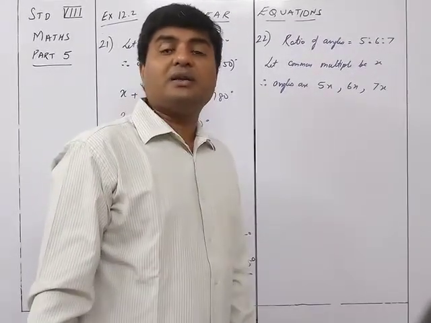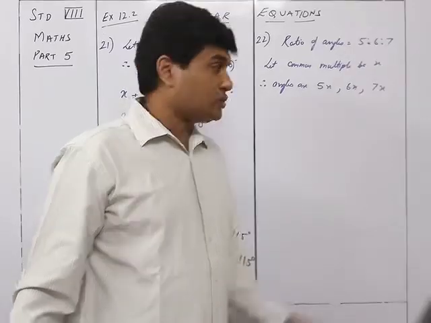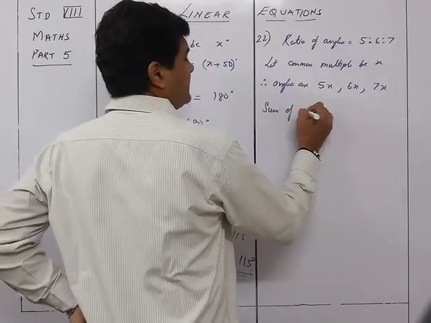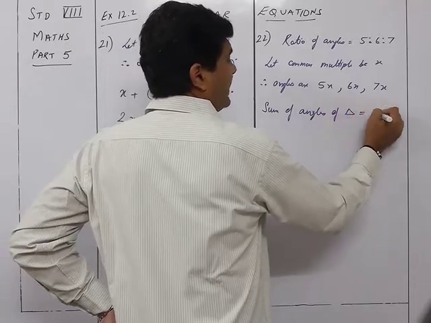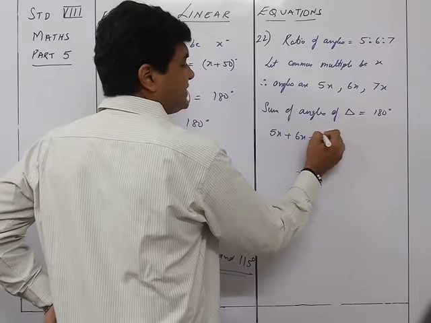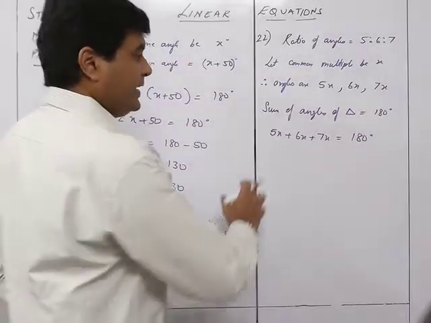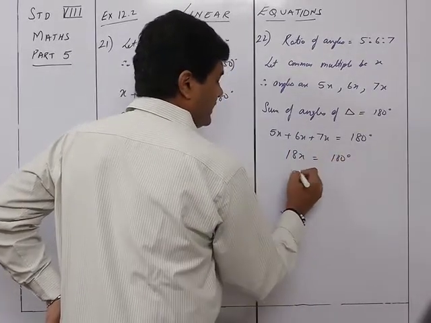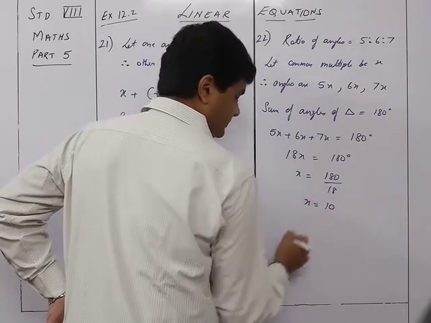Now we know that the sum of the angles of a triangle is how much? 180 degrees. So we have over here that the sum of angles of a triangle is equal to 180 degrees. So it will be 5x plus 6x plus 7x is equal to 180 degrees. This will bring us to 18x is equal to 180 degrees. So x is equal to 180 upon 18. So x is equal to 10.